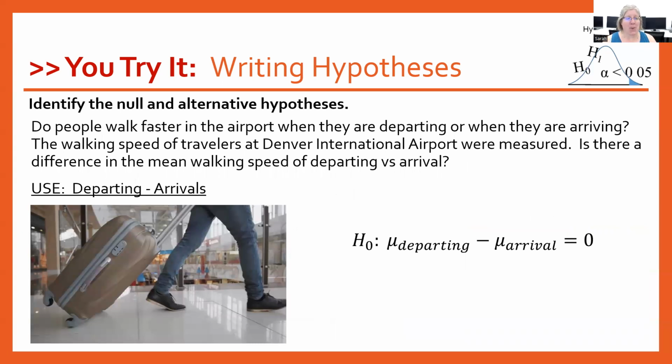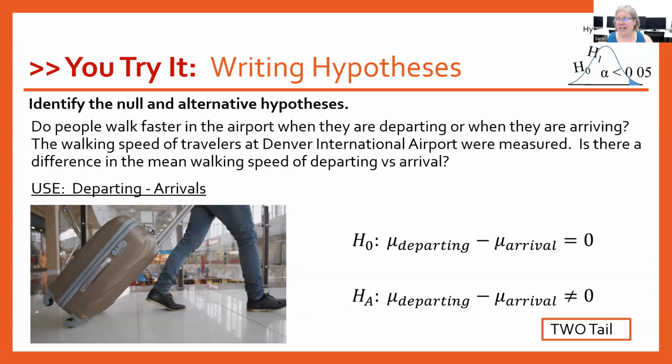All right. Do people walk faster in the airport when they are departing or when they are arriving? The walking speed of travelers at DIA was measured. Is there a difference in the mean walking speed of departing versus arrival? So our null is that the mean of the departing minus the mean of the arrival is 0. And we're being asked, is there a difference? So that's sounding like a not equal to. So my alternative is mu of departing minus mu of arrival is not equal to 0. And that's going to give me a two-tailed test.